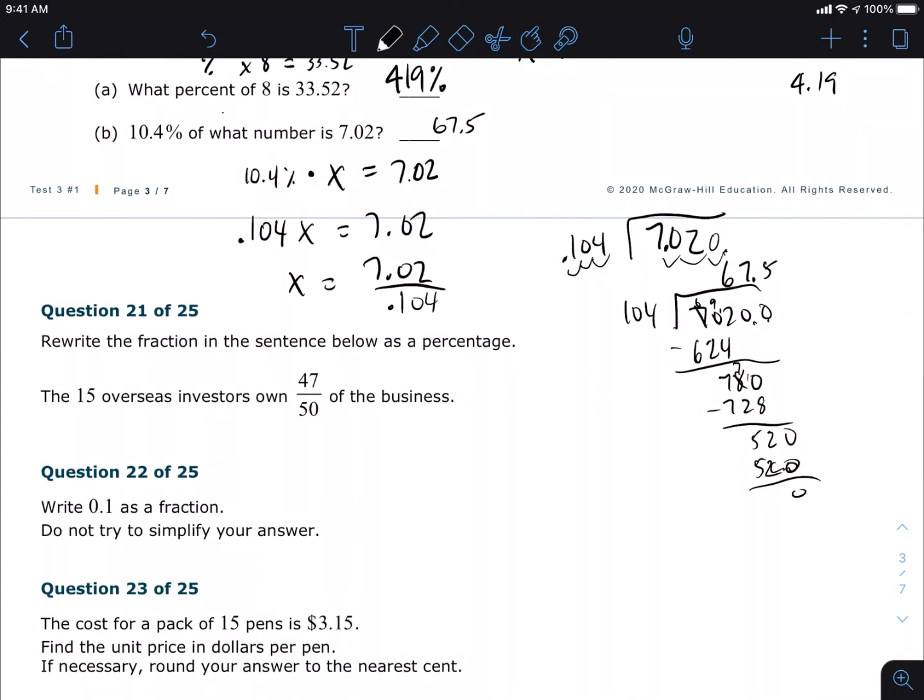Number 21, it says 15 overseas investors own 47 out of 50 of the businesses. Rewrite the fraction in the sentence below as a percent. Okay, so they want this to be a percent, right? So the easiest way to make it a percent for me is to make the denominator 100 first. So if it's 50, what do I need to multiply 50 by to get to 100?